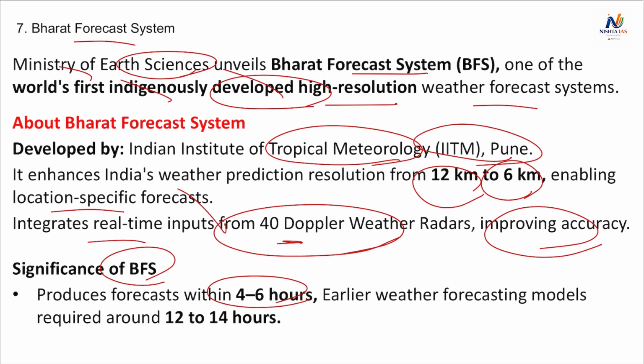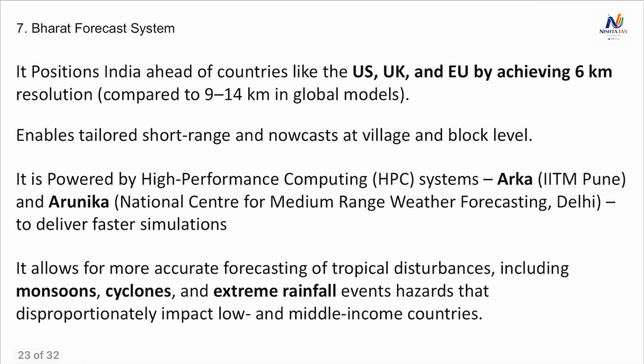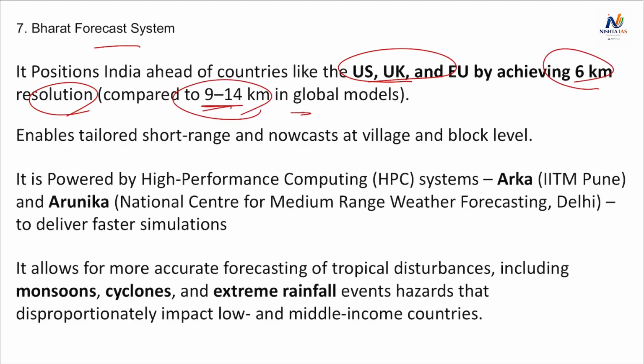Then significance of this Bharat forecasting system, it produces forecasts within 4 to 6 hours. Earlier it used to take 12 to 14 hours to get the weather forecasts. And this Bharat forecast system positions India ahead of countries like US, UK and European Union in achieving 6 km resolution. Because on an average in the world, currently 9 to 14 kilometers of resolution is going on, and 6 km is much higher than this average of the world.